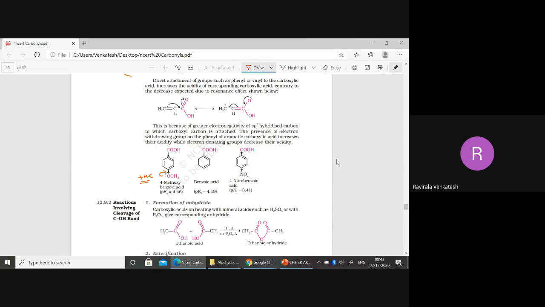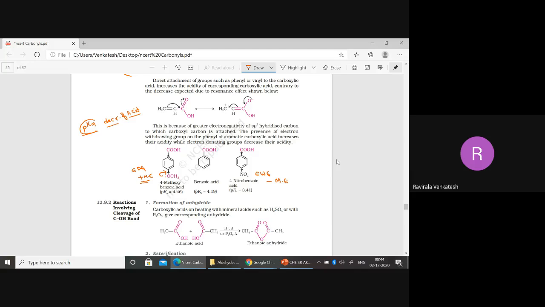Next, NO2 group is an electron withdrawing group. It is a minus mesomeric effect group. This is an electron donating group. I told you already, presence of electron donating group will decrease the acidic character, right? Presence of electron withdrawing groups will increase the acidic character. Now, they are asking pKa order. If they ask pKa order, what we have to write? Decreasing of acidic character.